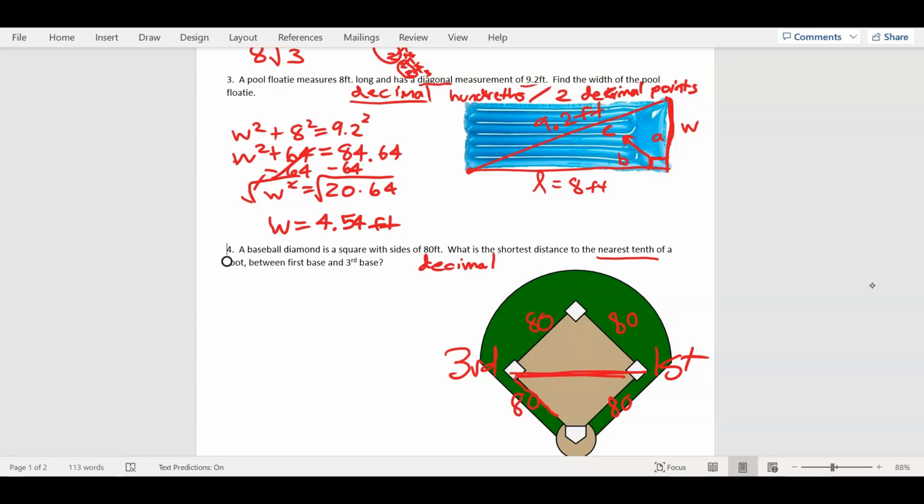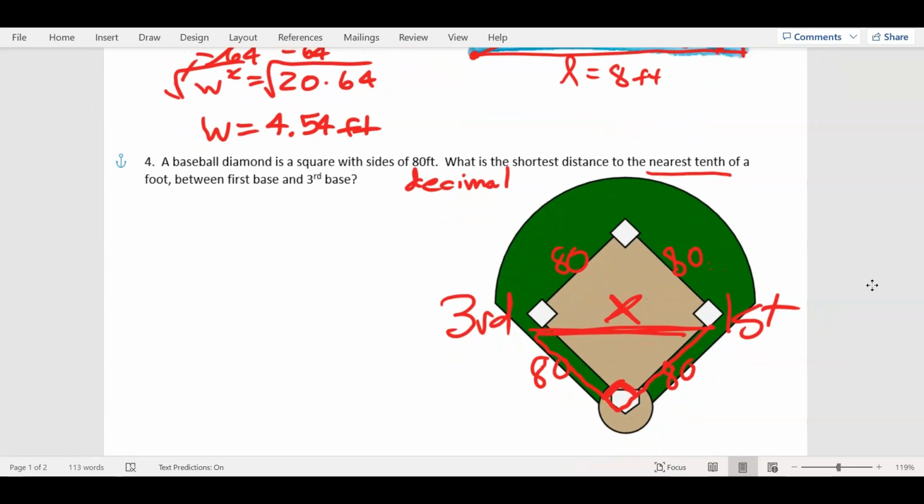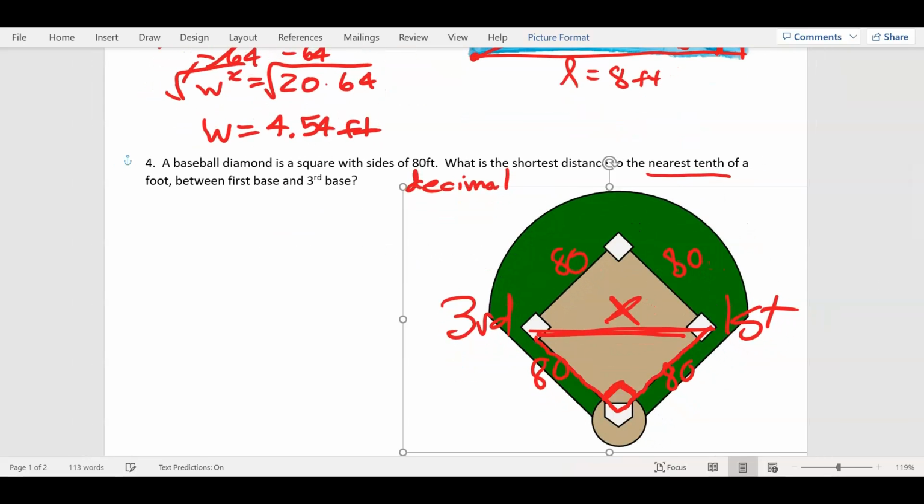And don't you have a right triangle right here? Yes, you do. Okay, this is missing. Put an X there between first and third base. And now I can use the Pythagorean Theorem because I see I make a right triangle with a missing side. So here's my right angle. I'm going to put A and B next to it, and across is going to be C.